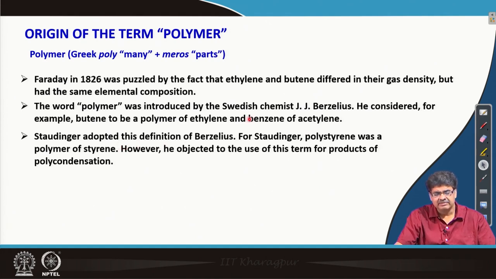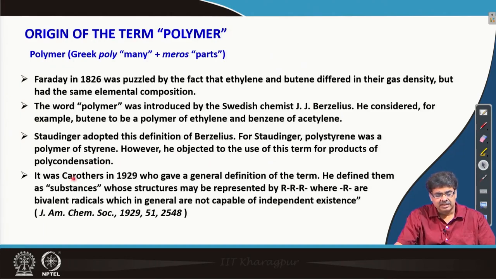Staudinger adopted this definition of Berzelius, and he described polystyrene as a polymer of styrene, but he did not accept this definition for the products of polycondensation. So, later it was Carothers in 1929 who gave a general definition of the term. He defined them as substances, basically a sample or a collection of molecules, whose structures may be represented by a generic structure RRRR, where R are bivalent radicals which in general are not capable of independent existence.